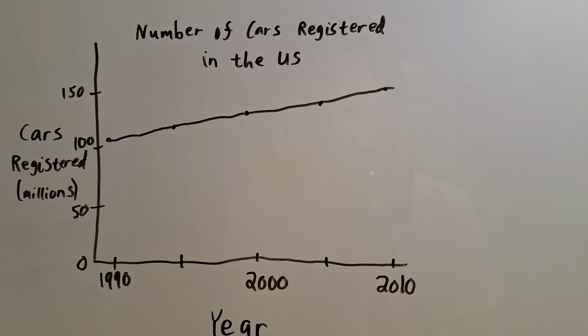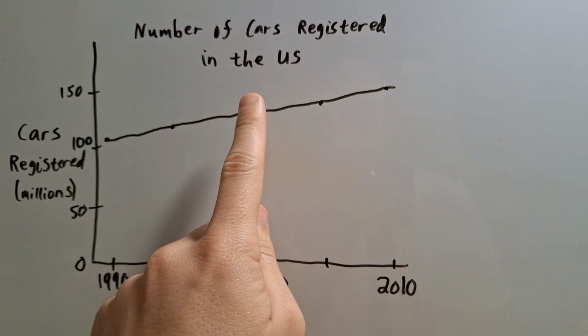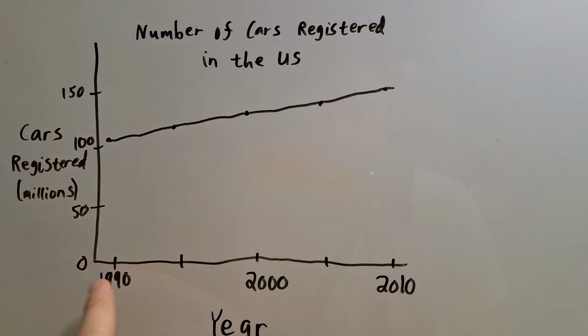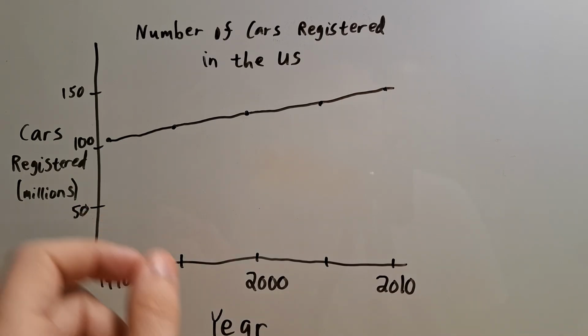Hello everyone. In this video we are going to answer some questions about the line graphs that we had presented to us in the previous video, which I'll drop a link for in the description below. So let's look at the first line graph here, which talks about the number of cars registered in the US, with the vertical representation here being in millions, and then down here we have from the year 1990 going to the right.